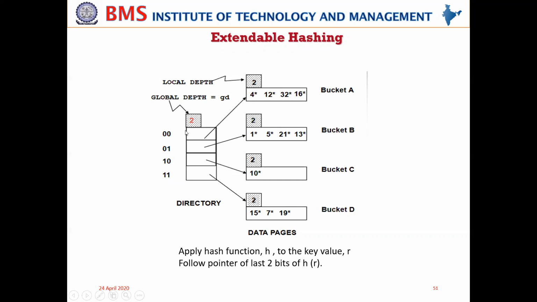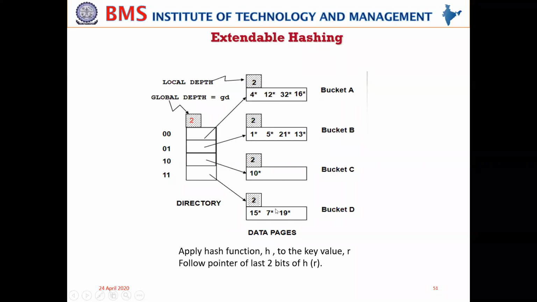Now I told you that your directory has 2 parts. One is a binary address, and the second part of your directory is a pointer pointing to the appropriate buckets. So the directory has 2 parts: a binary code, and the pointers pointing to the appropriate buckets. Now, we have 2 things called local and global depth. Global depth is applicable to the directory, and local depth is applicable to each bucket.